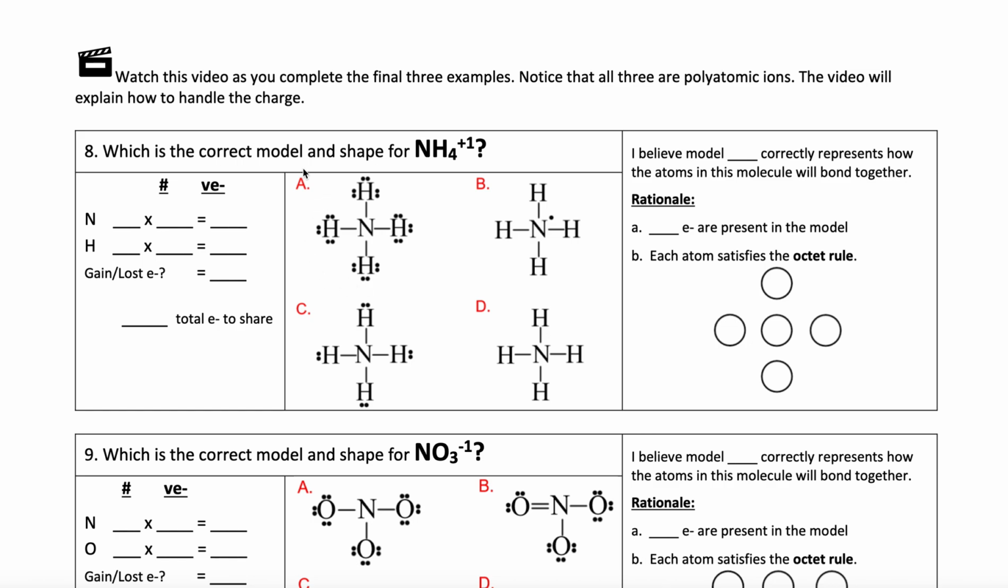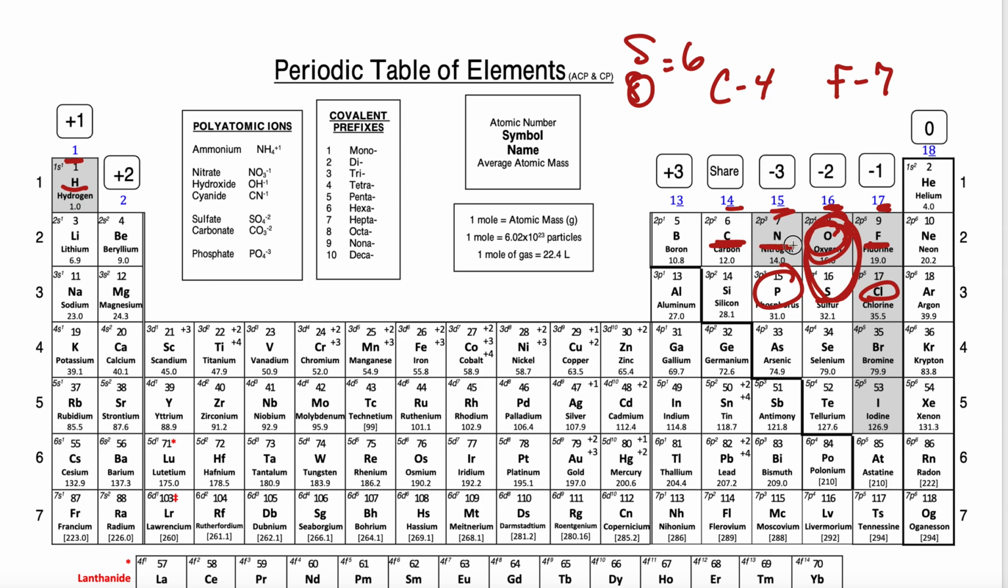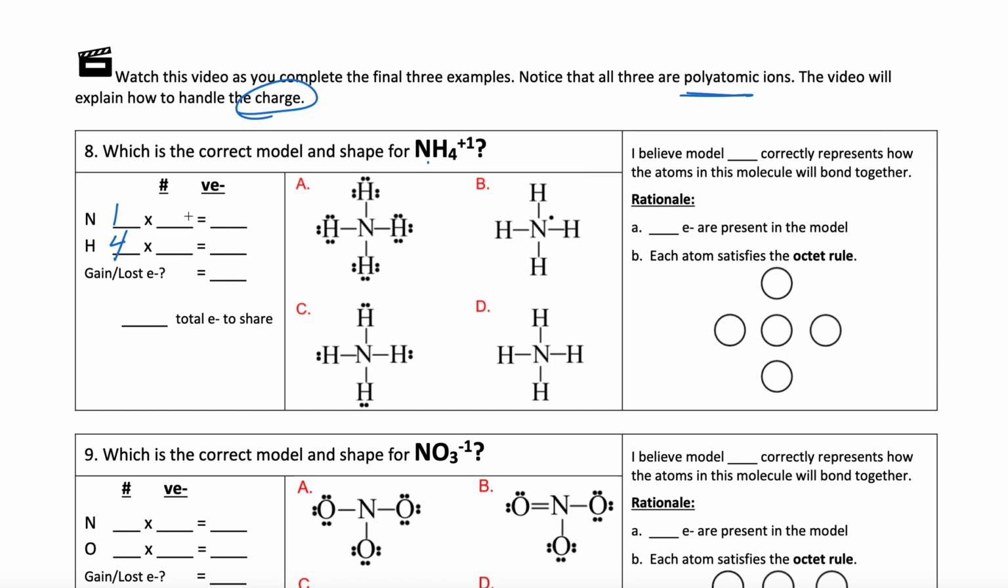All right, last three examples here. This is a little different because they're polyatomic ions. They have a charge, and this is where you got to factor in the charge. So nitrogen, there's only one of them. There's 4 hydrogens. Nitrogen is in group 15, so it's going to have 5 valence. Little hydrogen always has 1.